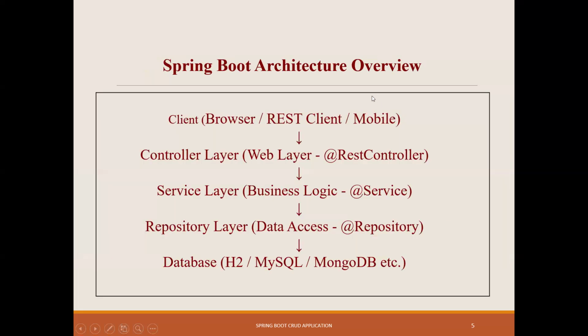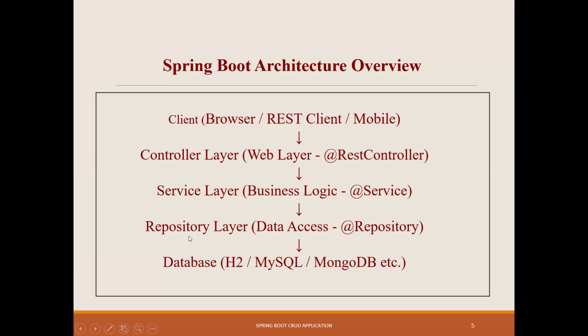Next one, a Spring Boot architecture overview. So we have a client. A client can be a web browser, a REST client or a mobile app. The client sends the HTTP request that is forwarded to the controller layer, that is the presentation layer, which handles the HTTP request. Now we have the service layer. There the entire business logic can be implemented. We can have the validation process and how the data can be retrieved from the database server. All these logics can be implemented in the service layer.